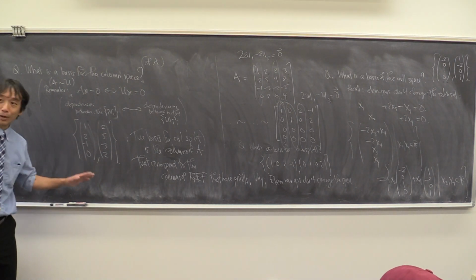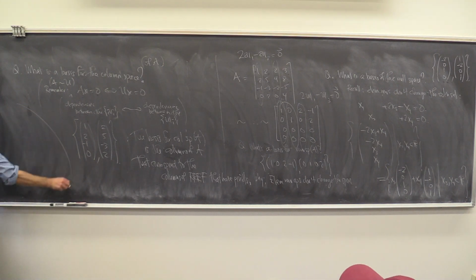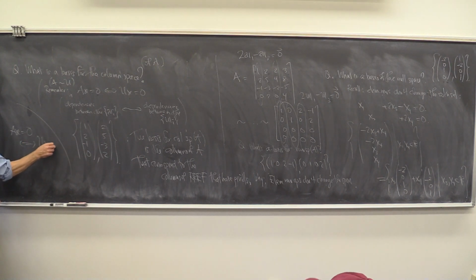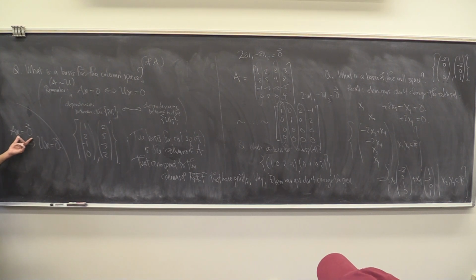Okay. So all of this, you may be kind of shocked, but all of this just comes from this statement here, right? It just comes from this thing here, that if A is equivalent to U, then the solutions to the homogeneous problem are the same.